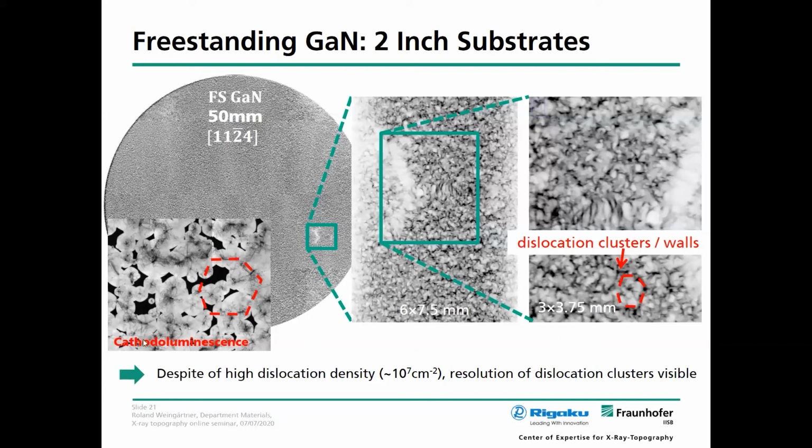This can also be shown and proven with cathodoluminescence. Here we can resolve the defects and see that you have some clustering. But of course, such an image is very complicated to achieve in cathodoluminescence in the scanning electron microscope, and you have no chance to do a complete wafer, not at all.